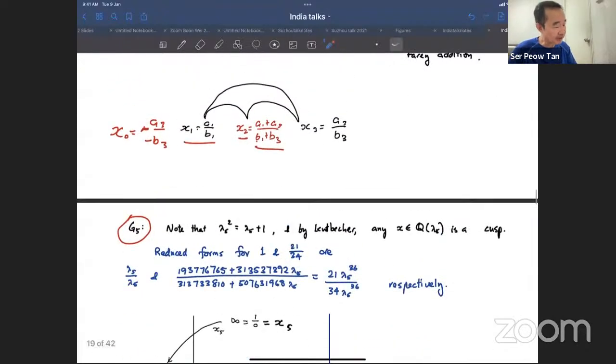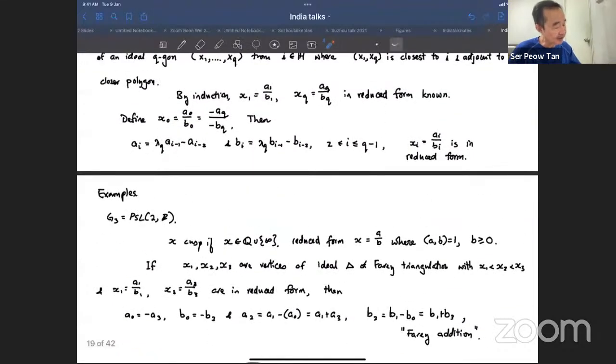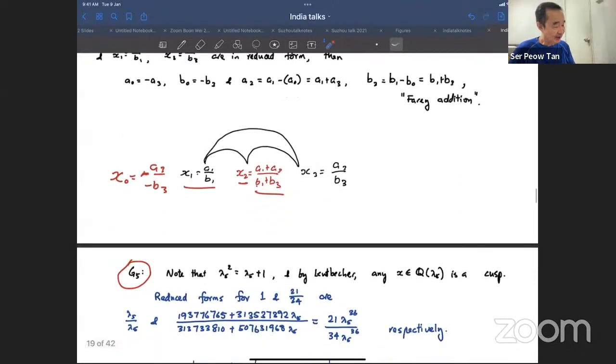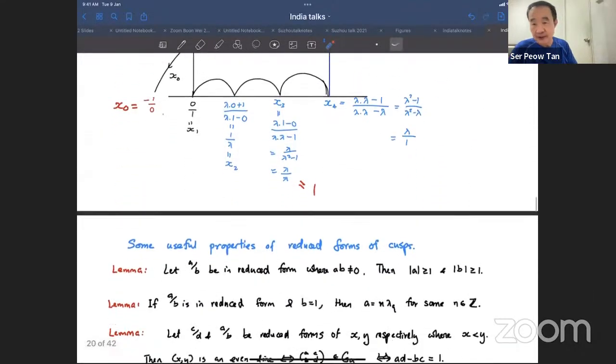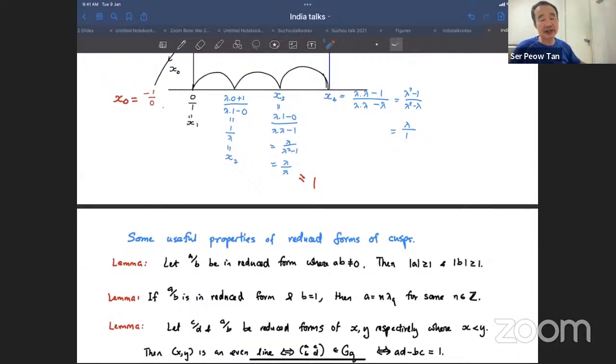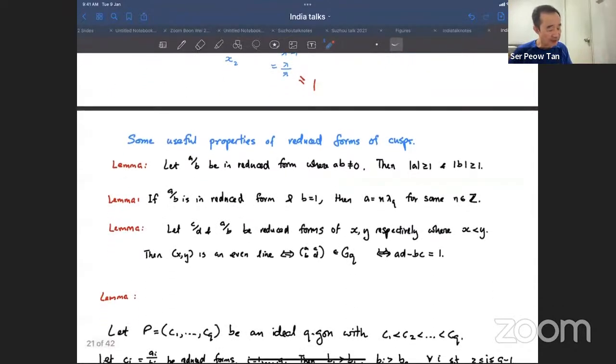Okay, so let me remind you again. This was the rule over here. It's actually a very simple rule. It's just taking lambda times the previous one, subtract the one before that. Okay, so now I've given you a definition of a reduced form for the cusp, which is unique, and I've given you a way to generate all the cusps, by going down the ideal Q-gon tessellation. Okay, so let's look at some of the useful properties.